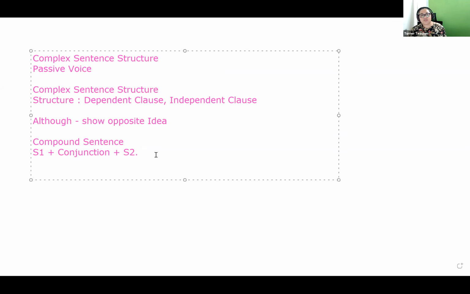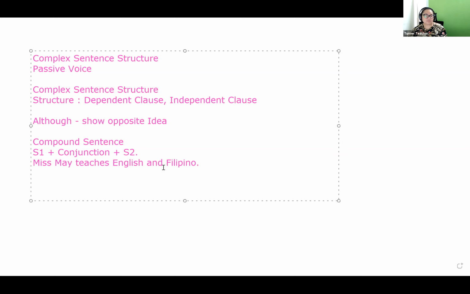Most of the students are making mistakes with a compound sentence because what some people do is when they create a sentence, the first one is, for example, Miss May teaches English and Filipino. Is this a compound sentence? No. Basic sentence. Yes, so this is not a compound sentence. This is a simple sentence with compound object.